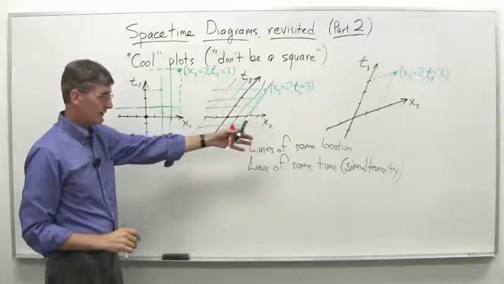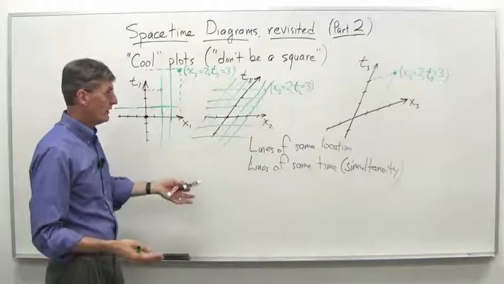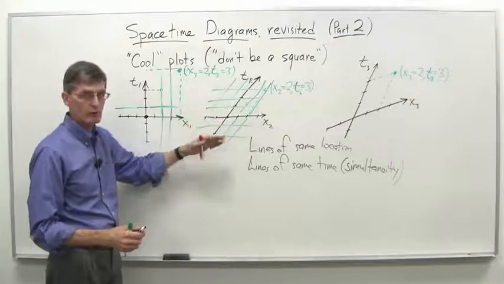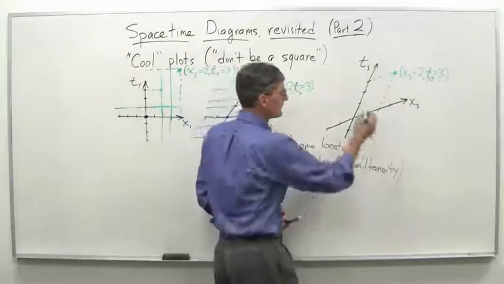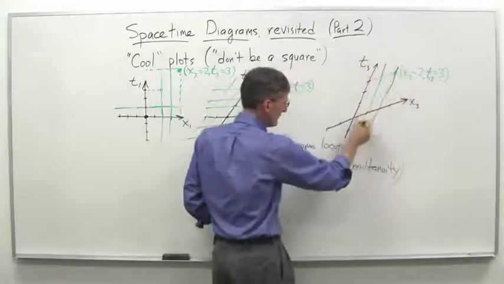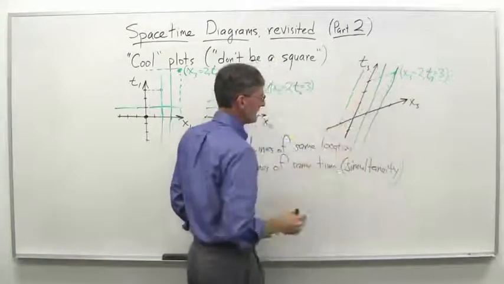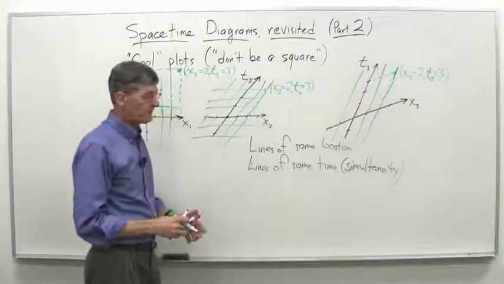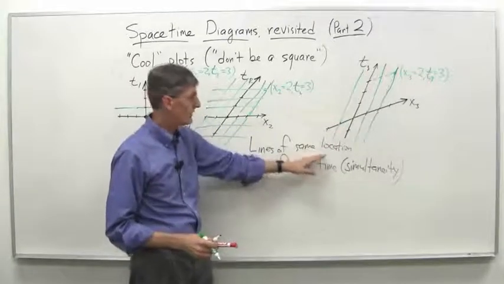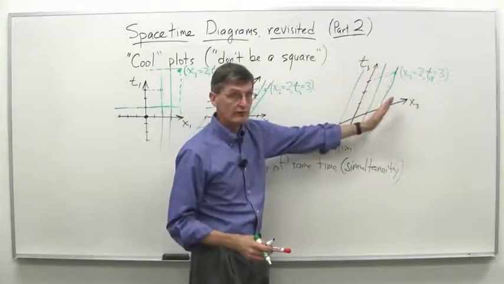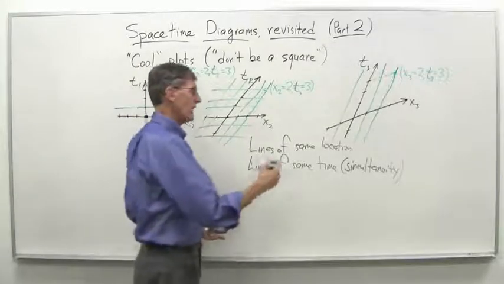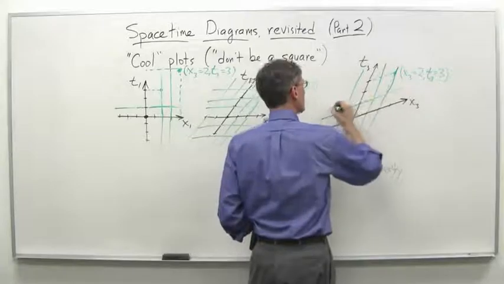On our third plot here, though, both lines are skewed. And again, the lines of same location, same time, are always parallel to the appropriate axis. So in this case, I've got lines like this, nice straight lines as much as possible, like that. Those are the lines of constant x values, so constant location, same location. Those are the lines parallel to the t-axis. Lines of simultaneity are the lines parallel to the x-axis. So they go like this.